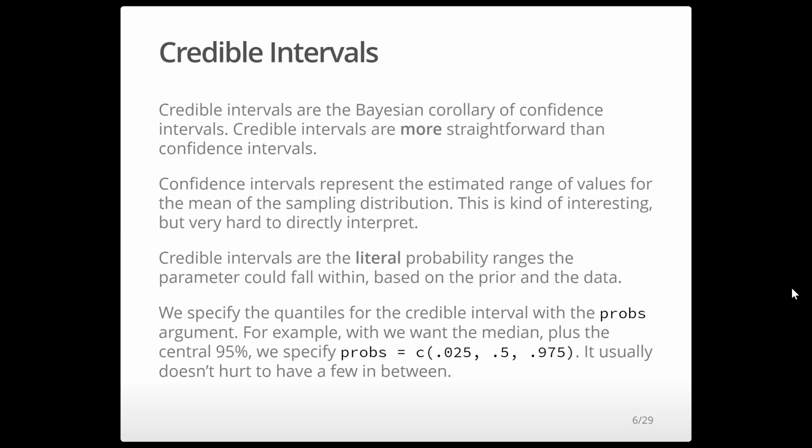Credible intervals are literally the probability range that you think the parameter could fall within based on your model. With a 95% credible interval, you're literally saying there's a 95% chance that the parameter is inside of this interval. It's very straightforward. We could specify any quantiles we want for the credible intervals with the probs argument. So if we do 0.025, 0.5, 0.975, that'll give us the 95% credible interval as well as the median. And you can always put a few in between, doesn't hurt.